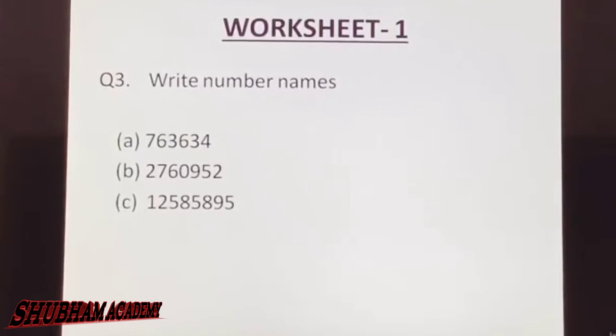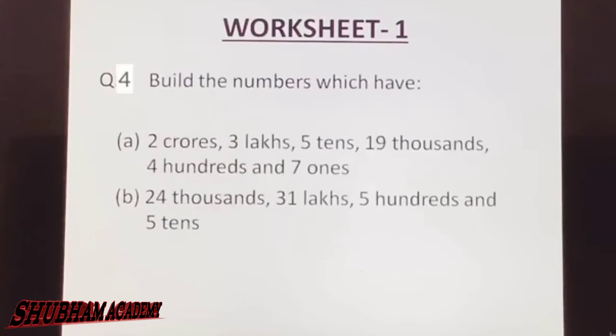Let's come to the third question now. Write number names. For writing the number names, you will first place commas and then read the number and then write it. Build the numbers which have 2 crores, 3 lakhs, 5 tens, 19 thousands, 4 hundreds and 7 ones. Second one, 24,000, 31 lakhs, 5 hundreds and 5 tens.